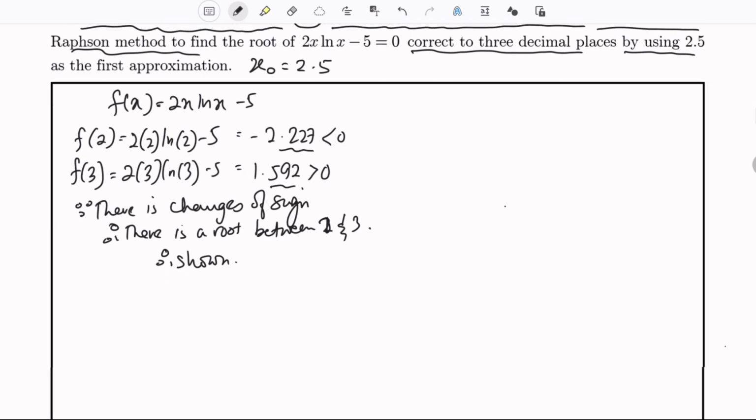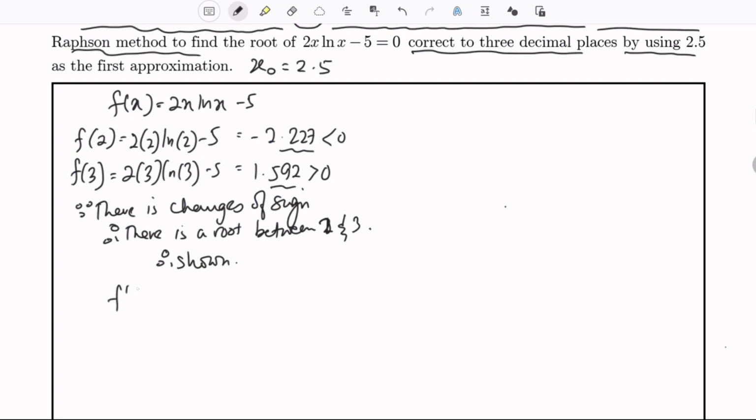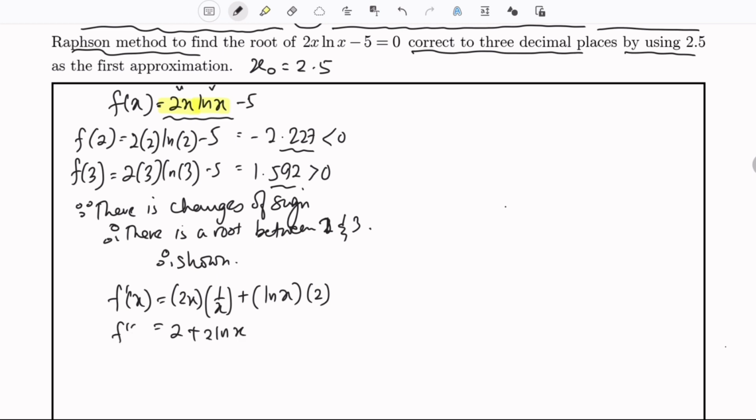So next, we're going to use Newton-Raphson method. So find your f'(x). So how do you find your f'(x)? We need to use the product rule. Okay, so this is your u, this is your v. So u dv: differentiate ln x, 1 over x, plus ln x, differentiate 2x, you get 2. So simplify, you will get 2 plus 2 ln x. So that is your f'(x).